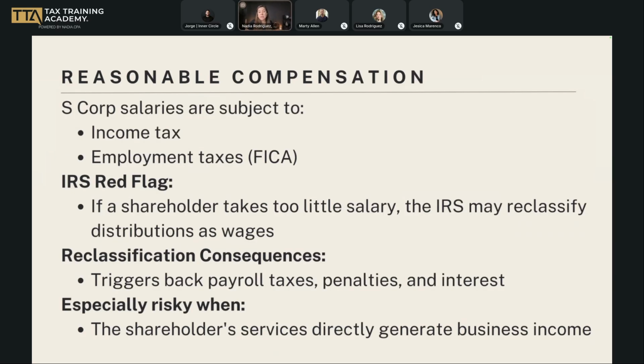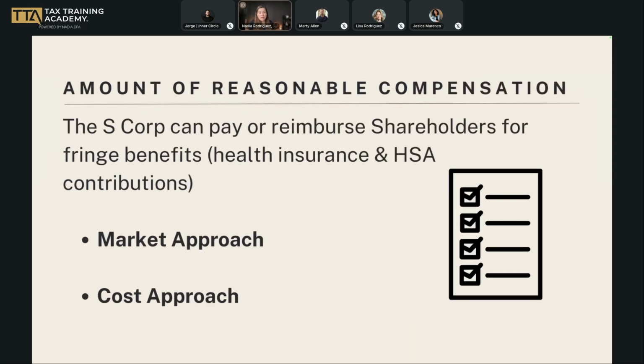But it's something that we need to make sure we help our clients with, of course, if they're paying us to help with this. We need to make them aware of reasonable compensation rules because we can use the market approach and the cost approach when we determine the reasonable compensation. It all depends on what they're doing for their business and the area where they live, because how much would they pay somebody in their area to do the same thing?